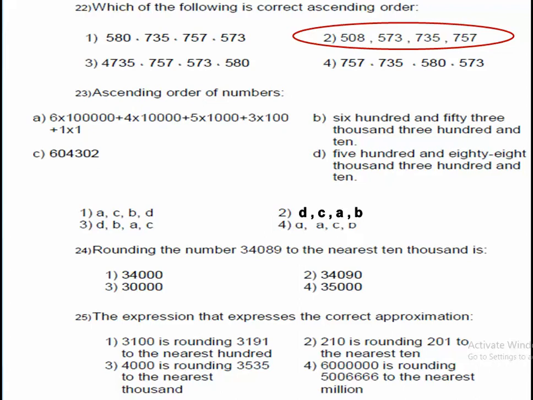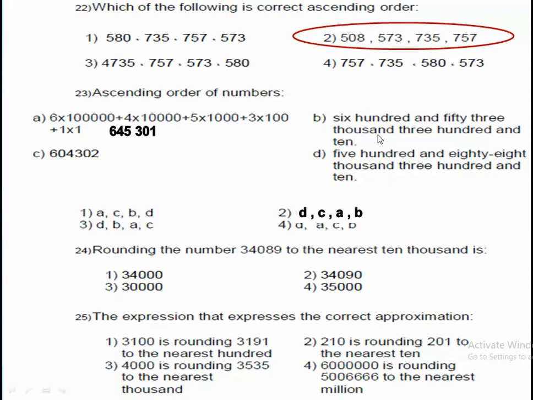Okay, let's write the standard form of each number. Here we have 6 times 100,000, and 4 times 10,000, and 5 times 1,000, and 3 times 100, and 1 times 1, so it will be, yes, 645,301.